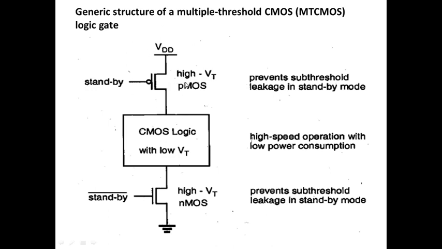So because of this high threshold voltage PMOS and NMOS transistor, they will not draw any sub-threshold current into this CMOS logic circuit. They will not complete the path from VDD to ground, and hence there is no flow of current through this circuit, and that leads to low power dissipation.